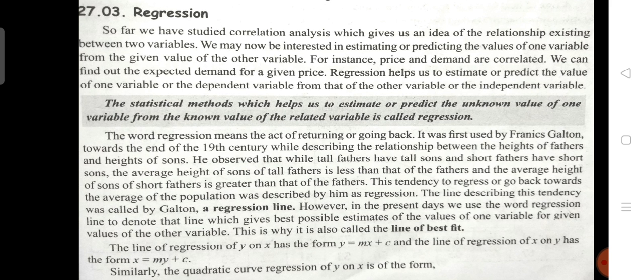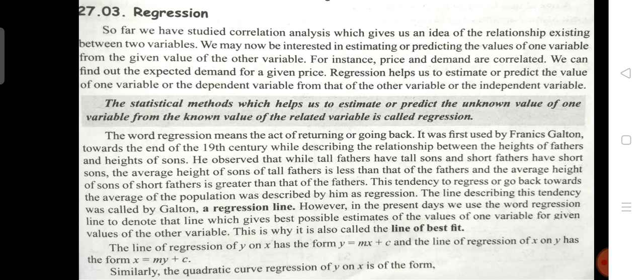What does regression mean? In statistical methods, the technique which helps us to estimate or predict the unknown value of one variable from the known value of a related variable is called regression. So there is an unknown and a known variable, similar to dependent and independent variables. The value of the unknown variable can be estimated from the known value of the related variable. That statistical method is regression.